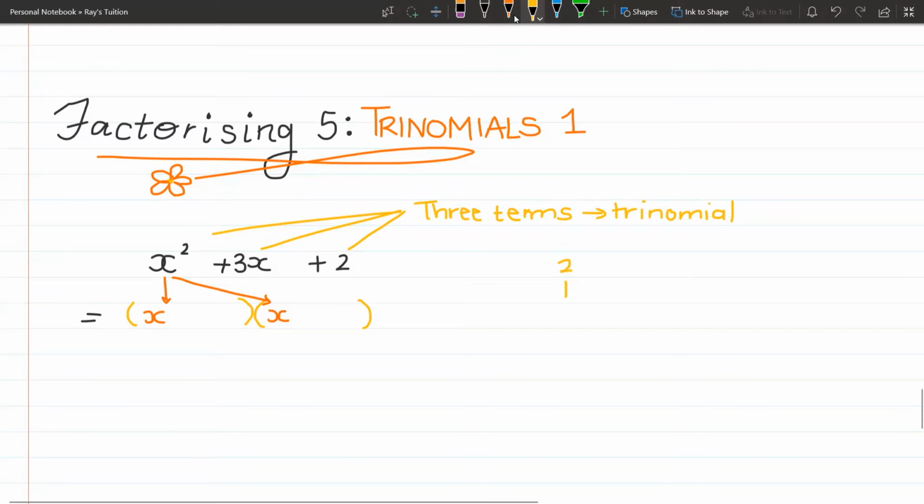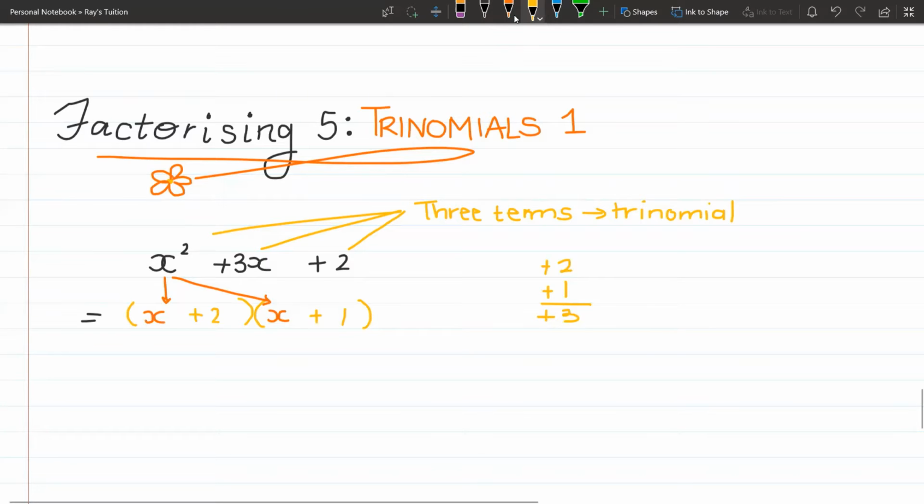And then you ask yourself, how do I get the middle coefficient with this? And we're looking for positive 3. So how do we get positive 3? By saying positive 2 and positive 1. So then that positive 2 and that positive 1 go in the bracket. Okay. So that's how we factorize it.